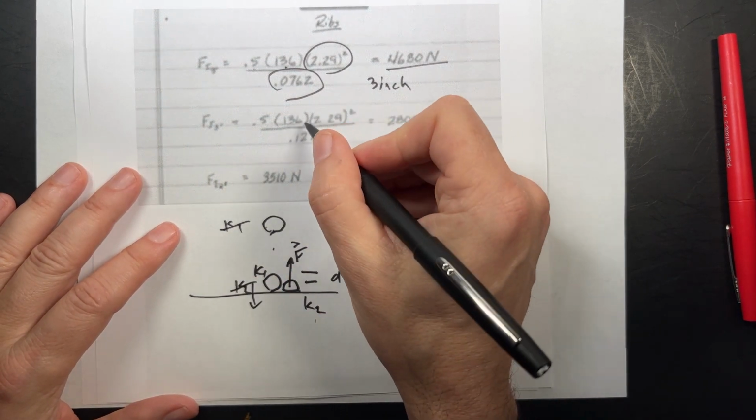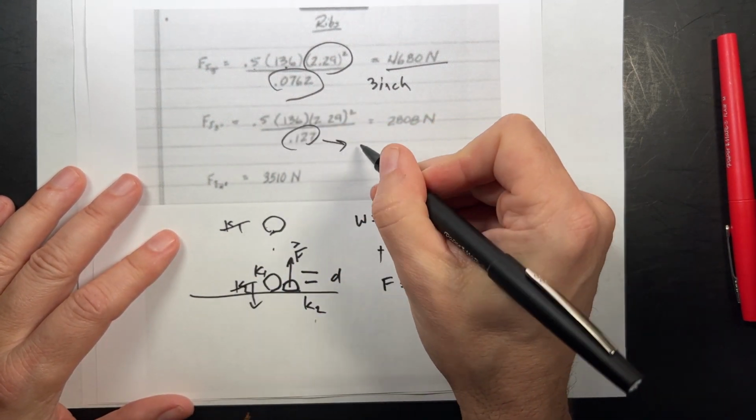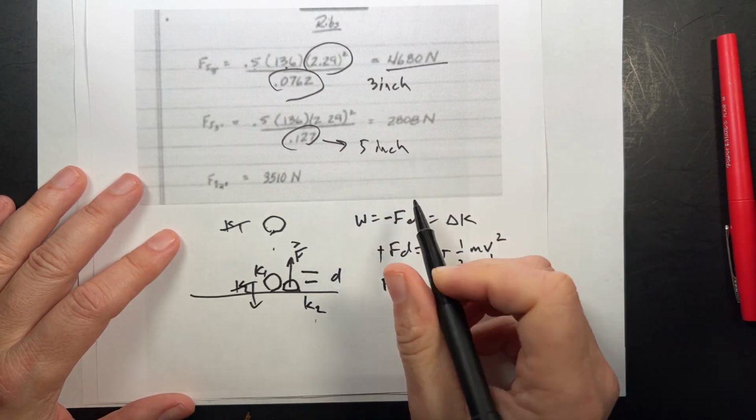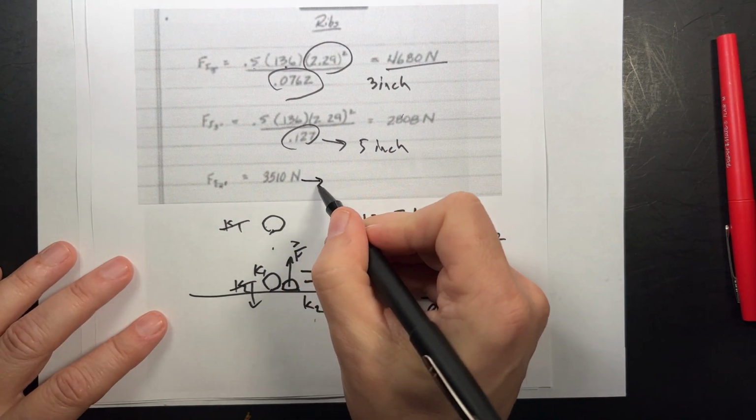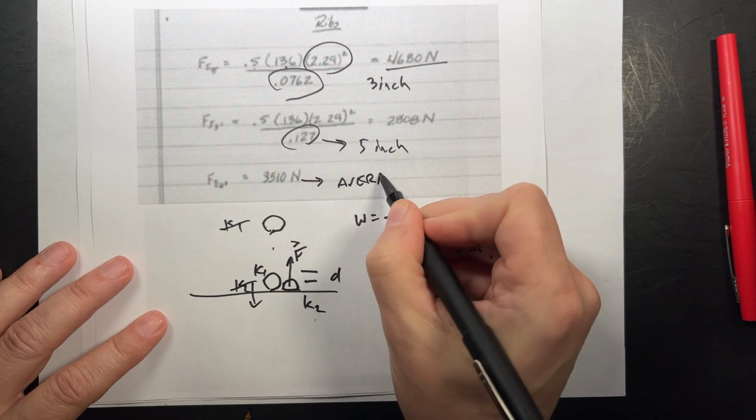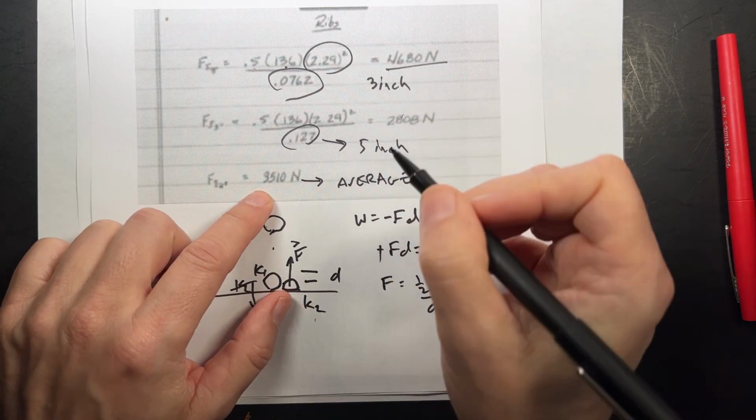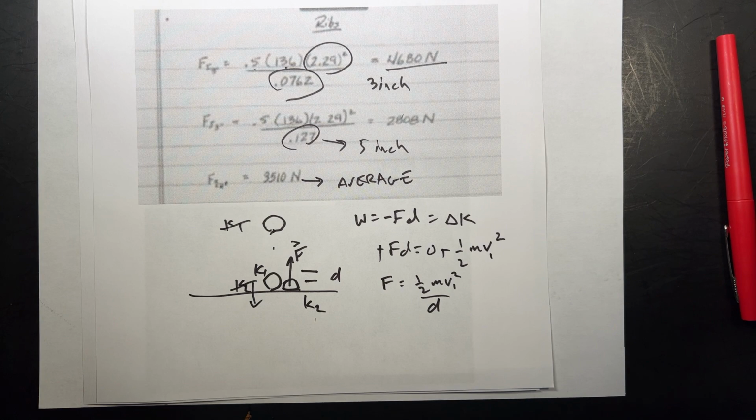This is using a different distance of 5 inches, and so you get a lower force. And then I guess this is like the average or something. I don't know where he got this number, but it's in between those two. And he said, let's just use that. And he said, oh, therefore the ribs broke.